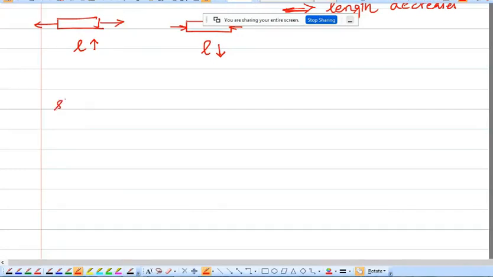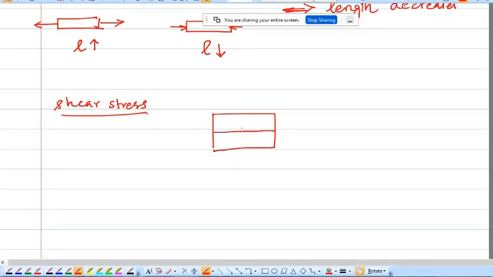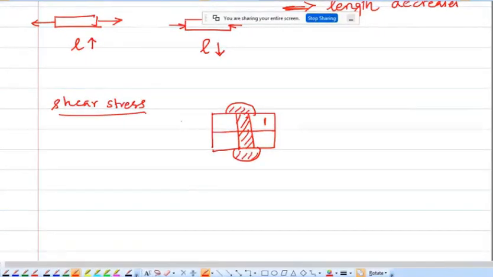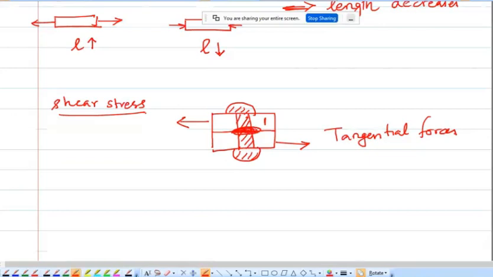The third one is the shear stress. Consider a body like this. I have put a rivet in this. So this is your body. If I subject this body to two equal and opposite tangential forces, what happens? The body will fail at this particular area.